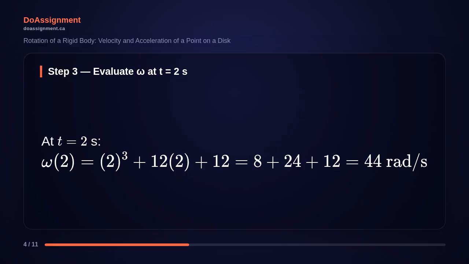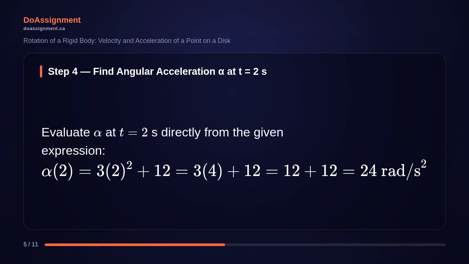Substituting t equals 2 seconds, omega equals 2 cubed plus 12 times 2 plus 12, which is 8 plus 24 plus 12, giving 44 radians per second. We substitute t equals 2 into the angular acceleration formula. 3 times 4 is 12, plus 12 gives 24 radians per second squared.